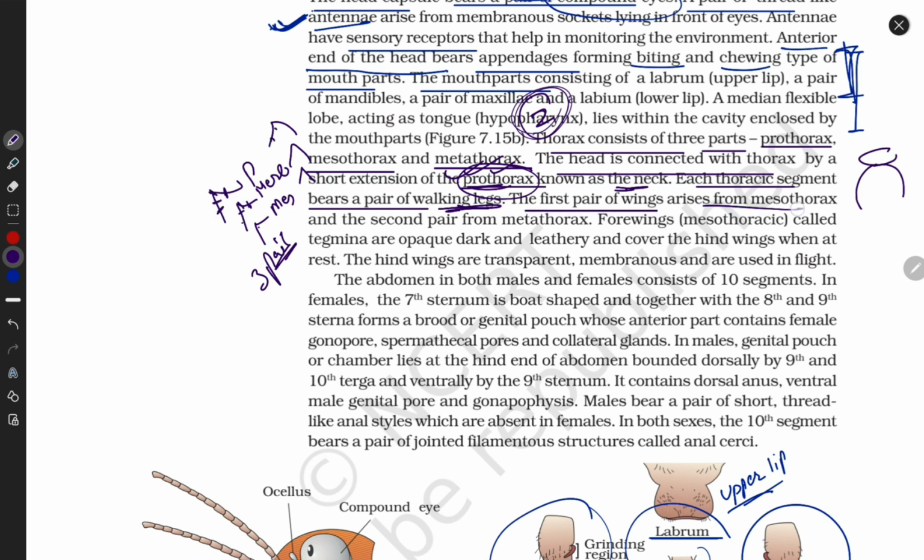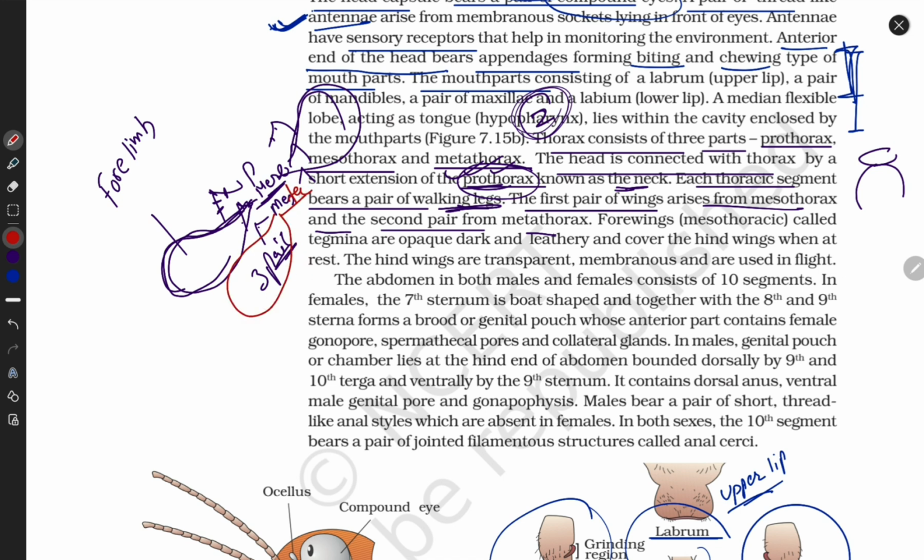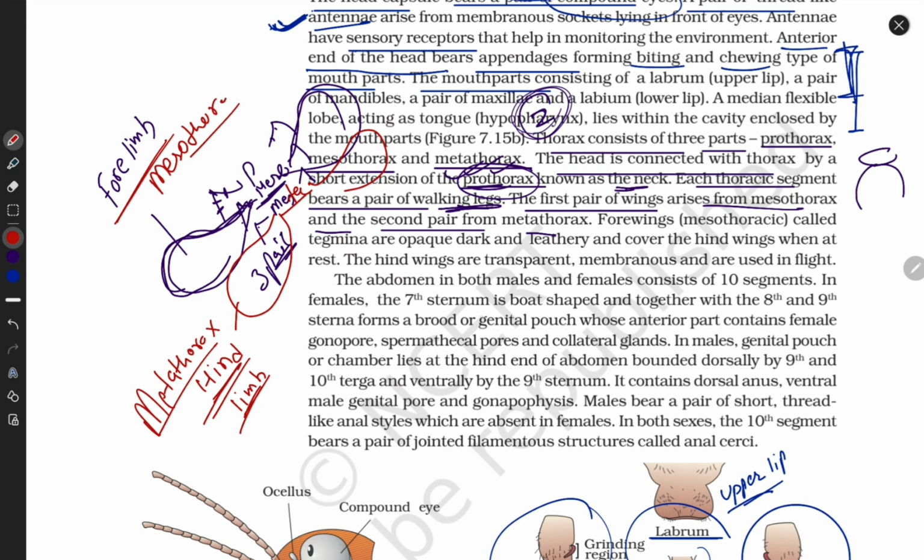The first pair of wings arises from the mesothorax, and these mesothorax, they also contain what? Wings. Okay, and the second pair from metathorax. First pair of wings, these are wings, arise from meso. We call it a forelimb. And now there is meta also. They also contain wings. We call it a what? Hind limb. Hind limbs arise from metathorax, and forelimb arises from what? Mesothorax. Here I cleared this thing.